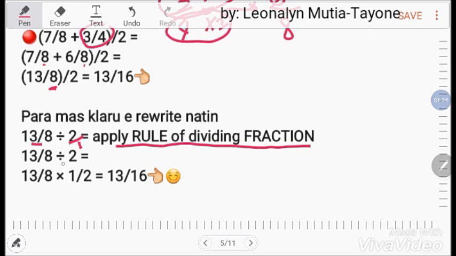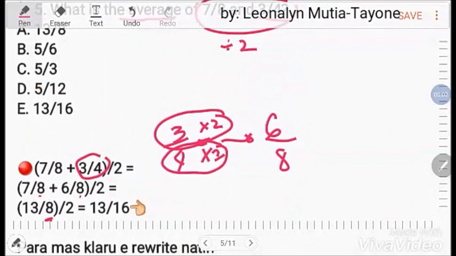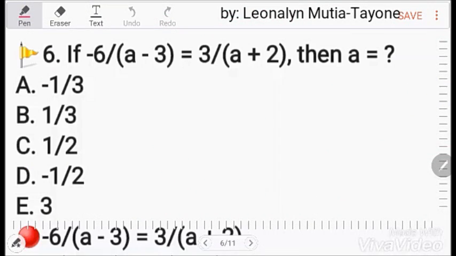Ngayon, itong division na to change into multiplication. Tapos, reciprocal ng 2 ay 1/2. Now, we can do multiplication. So, 13 times 1 is 13. 8 times 2 is 16. So, ito yung sagot. Ang sagot ito ay letter E.